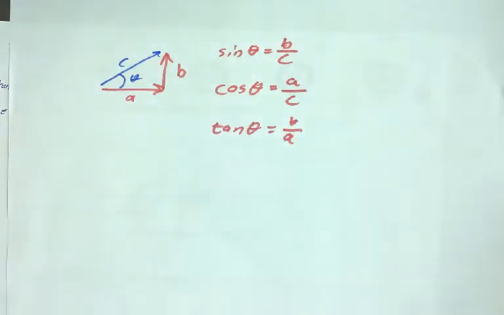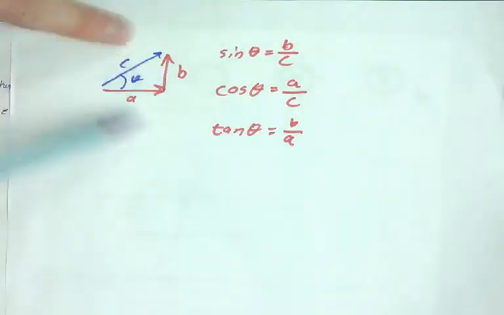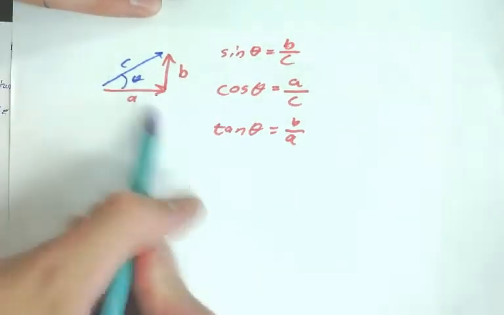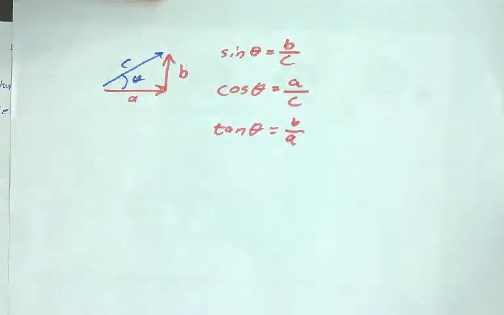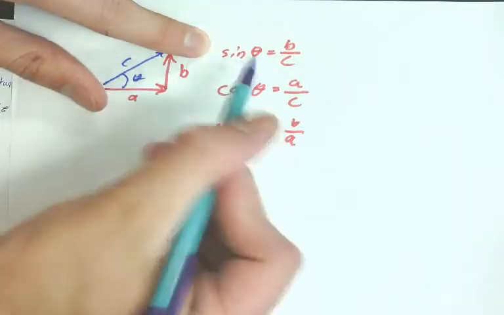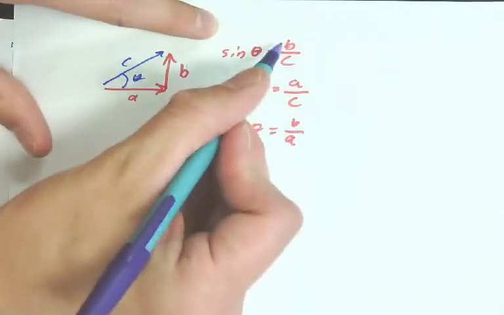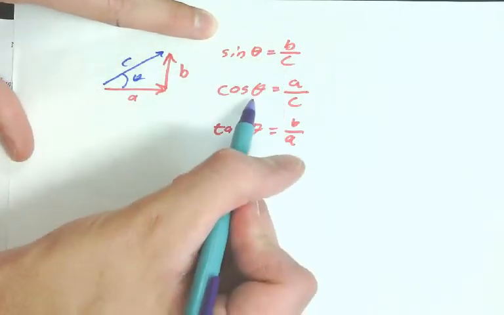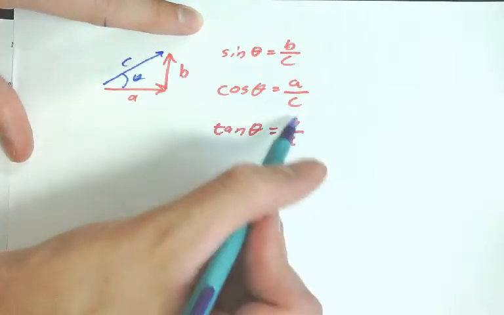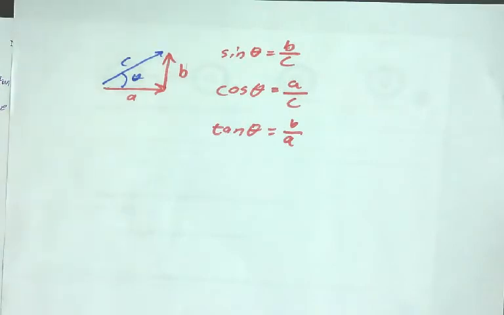If you need to know what these things are, they're just a way to relate the angles of a triangle to the sides of a triangle. It turns out that right triangles have very set ratios between these sides and the angles. And so using those ratios, we created these three things: sine, cosine, and tangent. This is a relationship between the angle and the B and C sides. This is a relationship between the angle and the A and C sides. And this is the relationship between the angle and the B and A sides. So it's just a relationship. That's all you need to know.